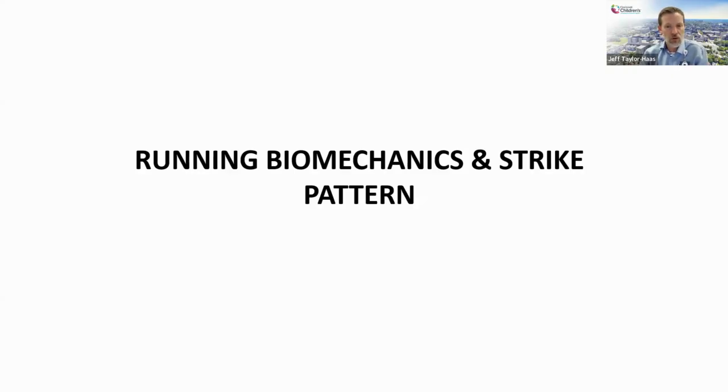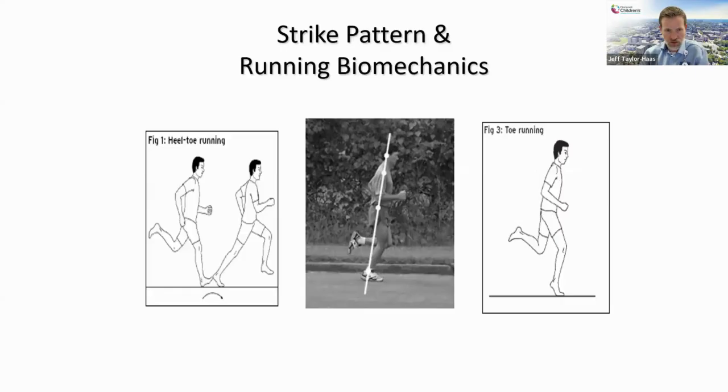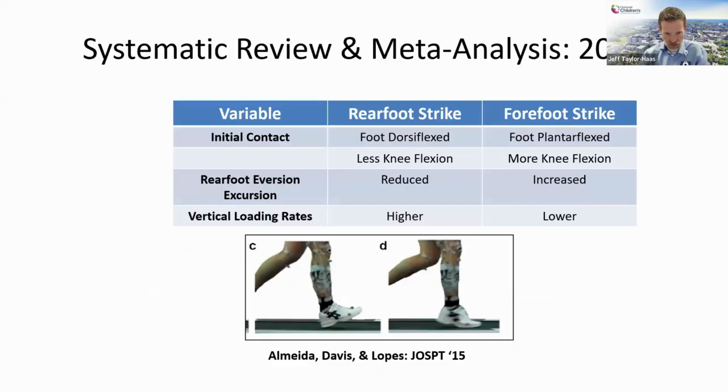But let's talk about what we know about the kinematic and muscle activation differences between the strike patterns. So in general, there's three basic ways you hit the ground. You hit the ground either with your heel first, rear foot, midfoot, or forefoot. And in a systematic review and meta-analysis done by Almeida and colleagues published in JOSPT, they succinctly identify the key differences between a rear foot and forefoot strike.